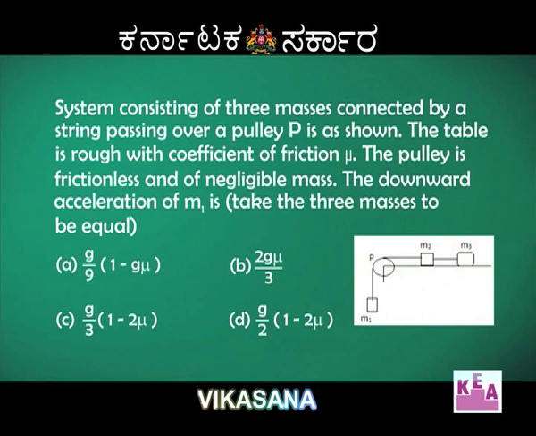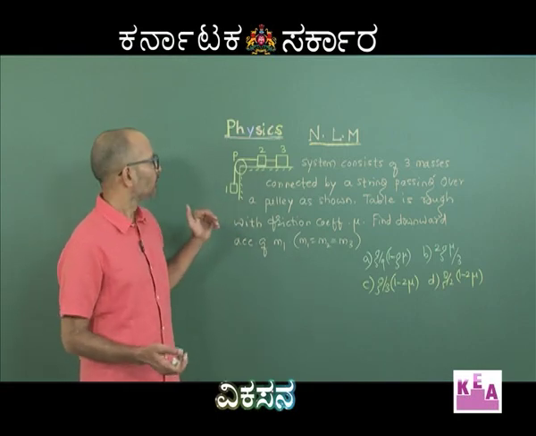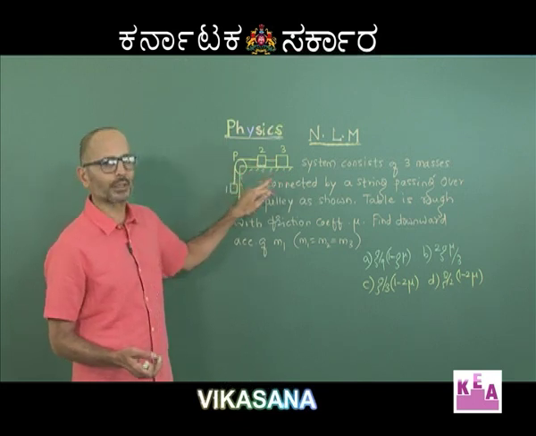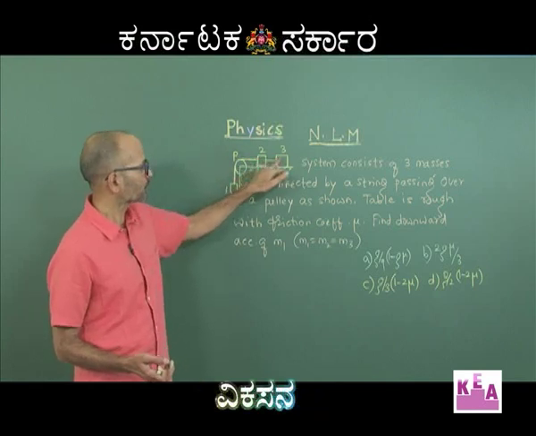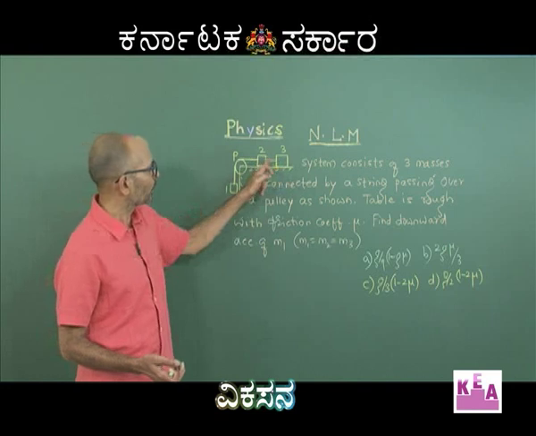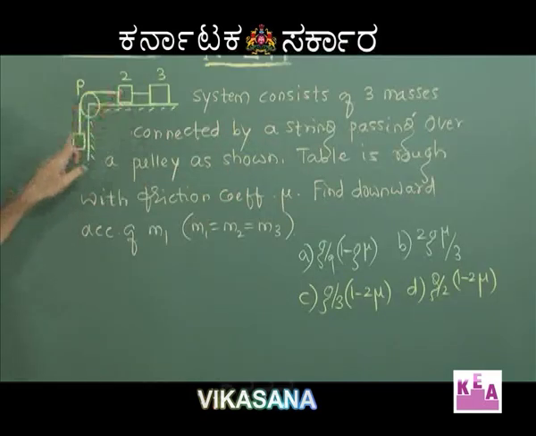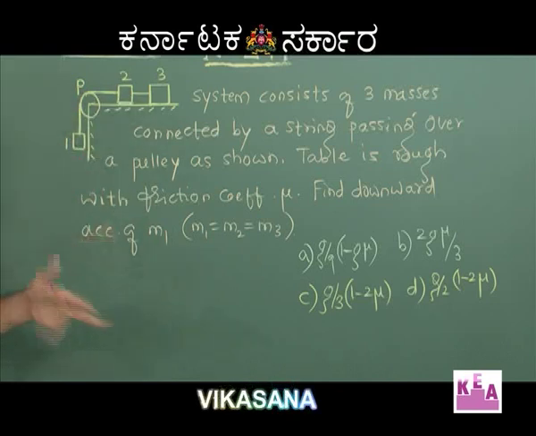So, as he has clearly asked you to find out the acceleration of m1, let us take it for granted that the system moves. And because all of them have been connected by means of inextensible string, the acceleration of 1 will be same as acceleration of 2 will be same as acceleration of 3. 2 and 3 have been connected by an inextensible string. Therefore, if 2 moves ahead, 3 has to also follow. 2 and 1 have also been connected by an inextensible string. Therefore, if 1 moves downwards with an acceleration, 2 should follow with the same acceleration.